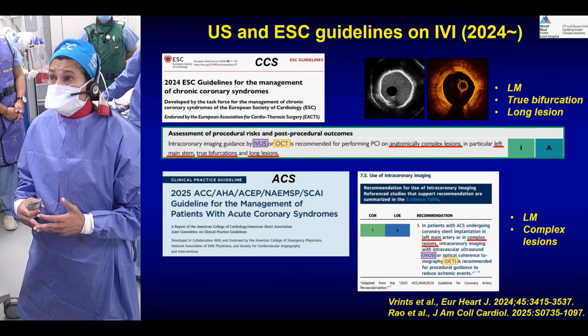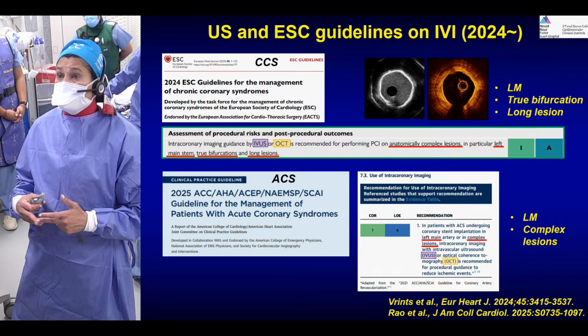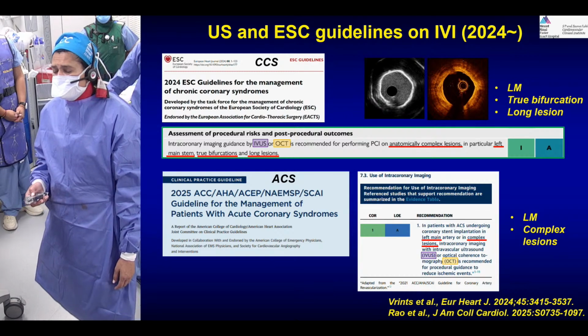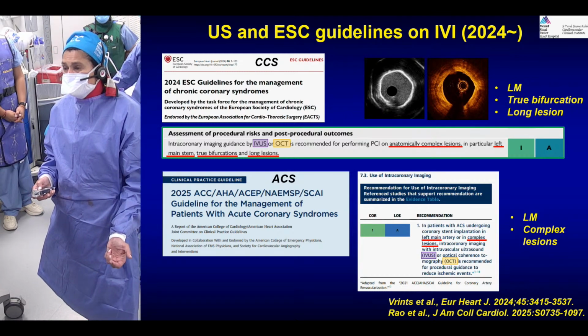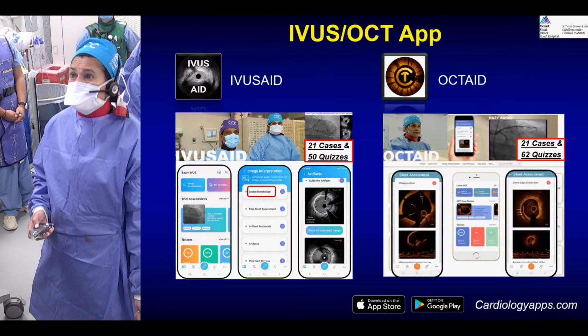And what they talk about, an anatomically complex lesion, is true bifurcation, long lesion, and this was a long lesion, so definitely a complex lesion. So the saying is that you use imaging to understand, but more important is that your final MSA is the one that predicts your outcome.